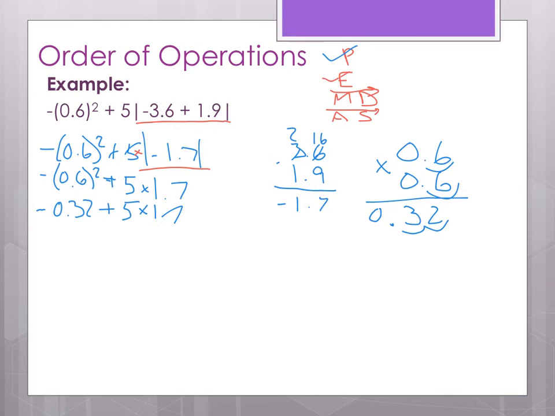So exponents are done. The next thing that I have to do is multiplication. And I've got some multiplication right here. 5 times 1.7. So I'm going to put the 1.7 on the top because it's the most non-zero digits, times 5. 5 times 7 is 35. 5 times 1 is 5, plus 3 is 8. Now I have to move in one decimal place, and I get 8.5. So now I have negative 0.36 plus 8.5.